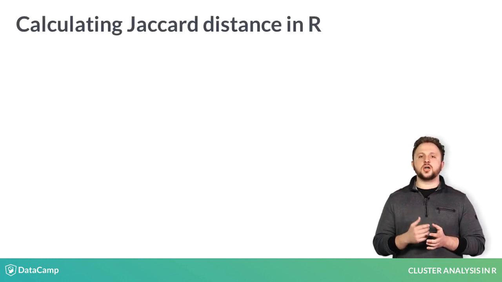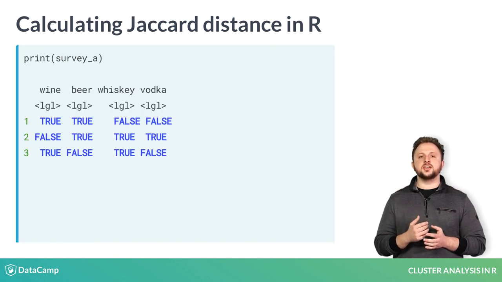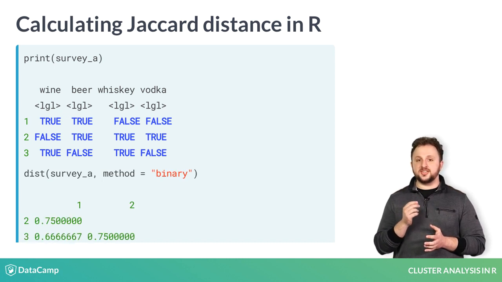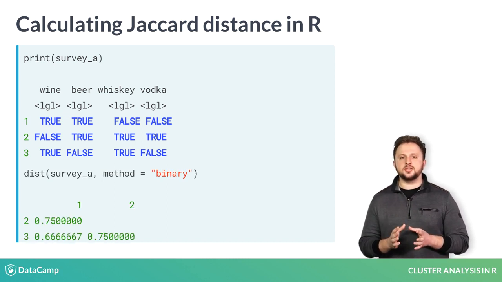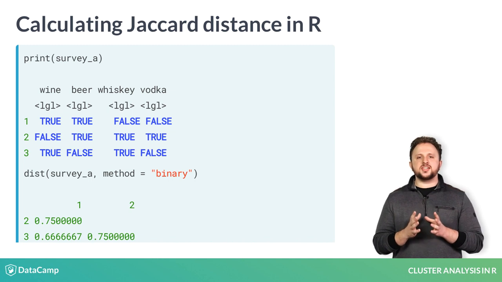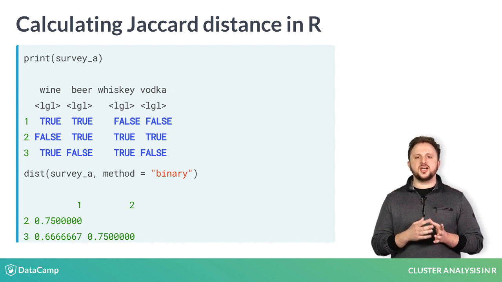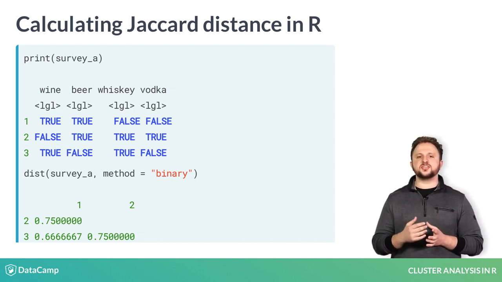To learn how to do this in R, let's start with a subset of our data containing 3 observations, called Survey A. In order to calculate the Jaccard distance between all 3 observations, you just need to specify the distance method to use in a dist function is binary. You can see that just like our manual calculation earlier, observations 1 and 2 have a distance of 0.75.